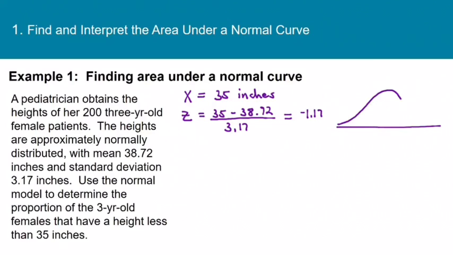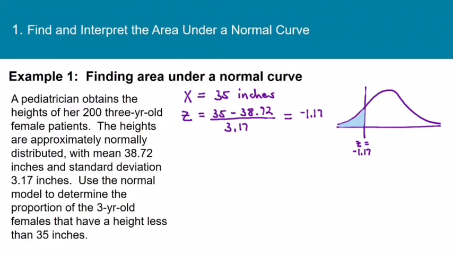And now we can draw our standard normal curve, and we want to draw a line for negative 1.17. Of course, that is to the left of center. I'll put it out here somewhere. And since they asked us to find the proportion of 3-year-old females who have a height less than 35 inches, I will shade the area to the left because that's where the less than heights are going to be. Less than is to the left, greater than, of course, is to the right. So let's shade that area to the left of negative 1.17. The area under this portion of the curve is going to be equal to the proportion that we're looking for.